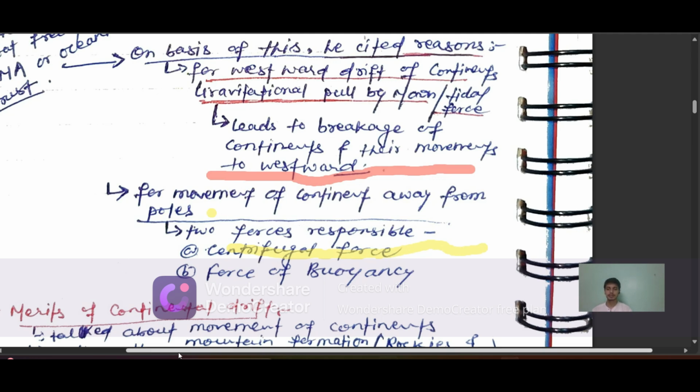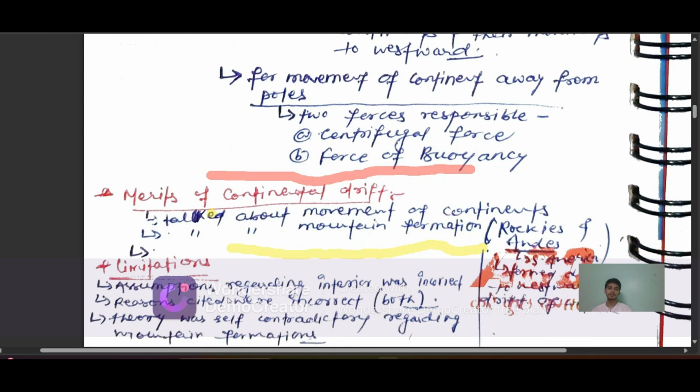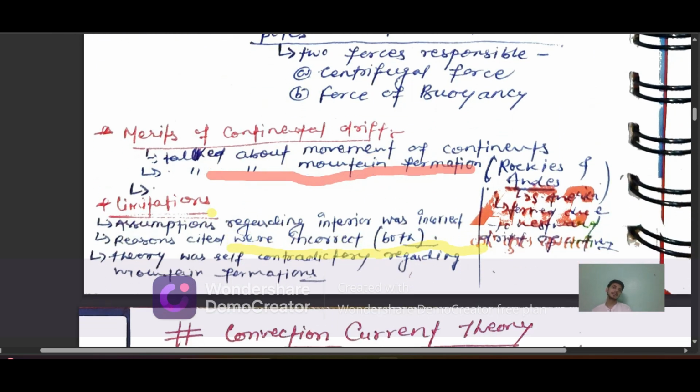However, from here we can conclude that although Wegener's assumptions are not fully correct, it was later considered that the gravitational pull of the moon is not strong enough to break a continent into two parts. So that was one demerit. However, the merit of the continental drift theory is that it talked about the movement of continents. From there onwards, geographers and scientists started to explore more about continent formation. It also talked about mountain formation, like the Rockies and Andes in the Americas formed due to westward drift of continents.